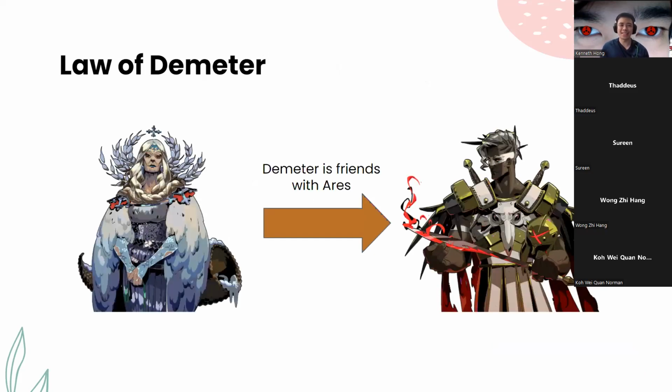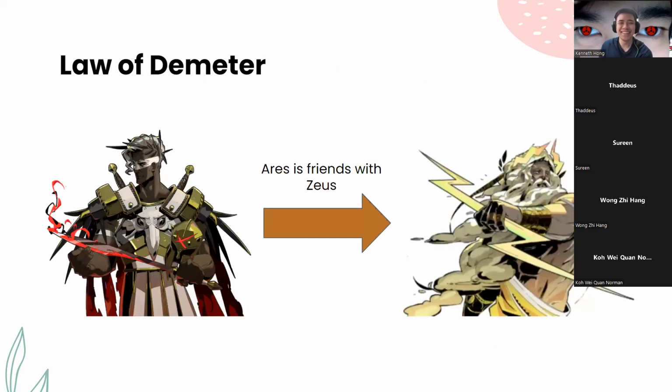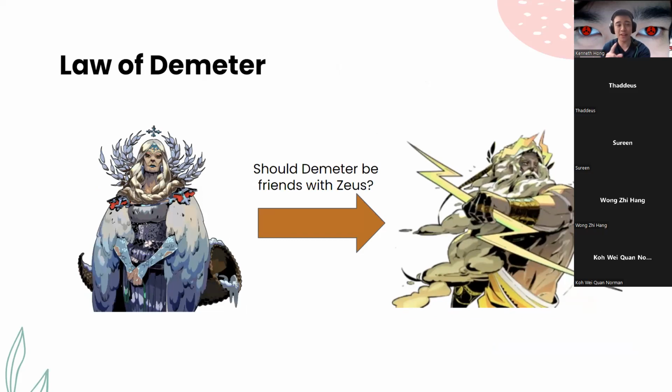What this means is that, let's say Demeter is friends with Ares, right? And by the way, all this is from Hades. If you want to go play the game, it's really cool. It's a roguelike. And Ares is friends with Zeus. Now, should Demeter be friends with Zeus?